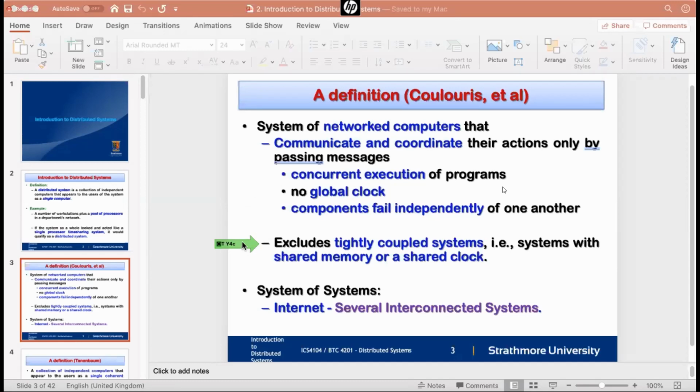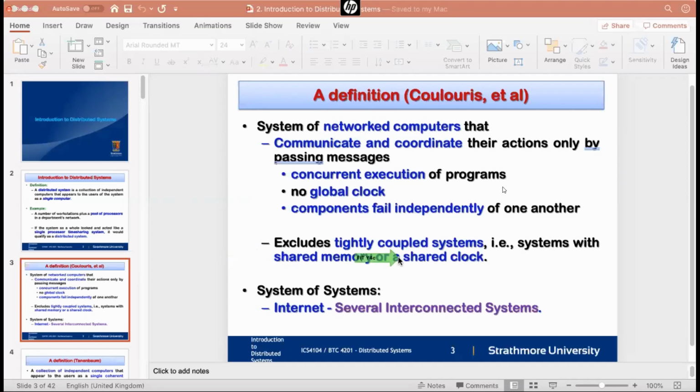Now, this definition must exclude what we call tightly coupled systems. Tightly coupled systems are systems that have, maybe, a shared memory. If you have a shared memory, it means you store information in the same location and access information from the same location. In that case, that is not distributed because it's one after another. Let me use the term store: if I'm storing information in a memory and you want to access the same one, we cannot store at the same time. We have to store one after another. So in that case, that's not a distributed system.